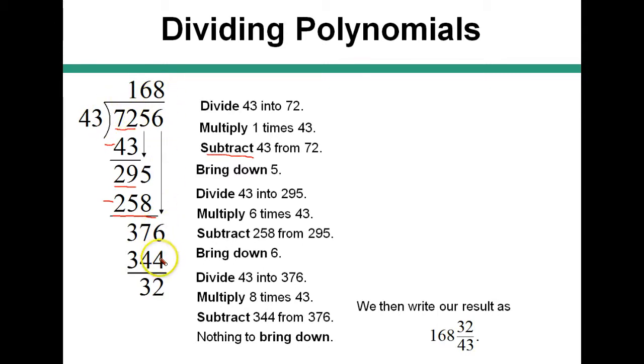3 times 8 is 24. 4 times 8 is 32, and 2 is 34. But now what do? This is positive. We have to change the sign, and now we add. And we get a remainder of 32. Well, this is the whole process. So our answer then is this, with this remainder over 43.